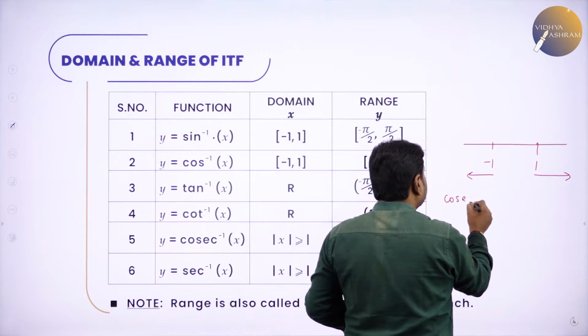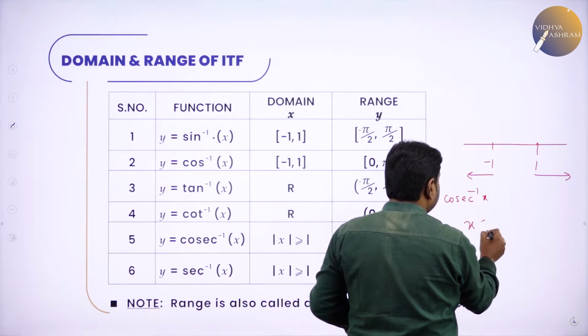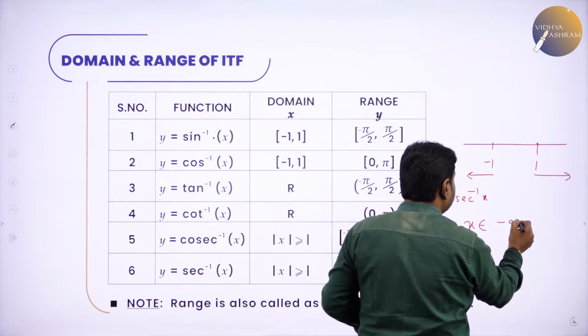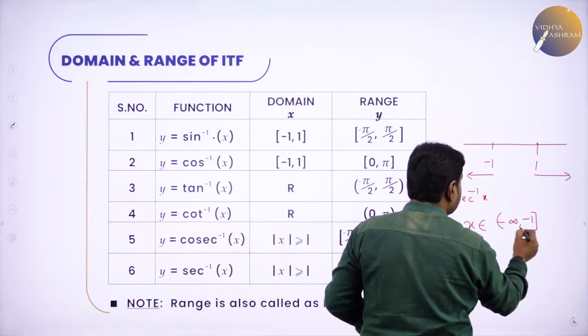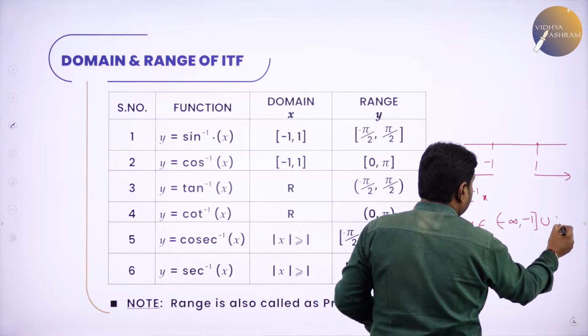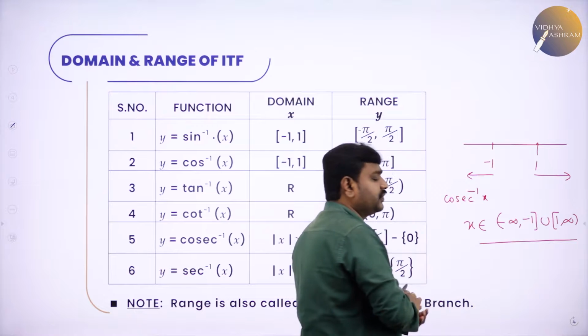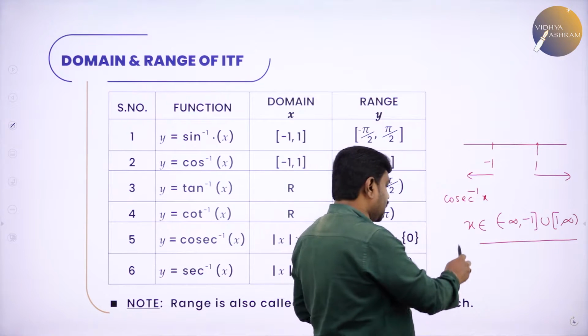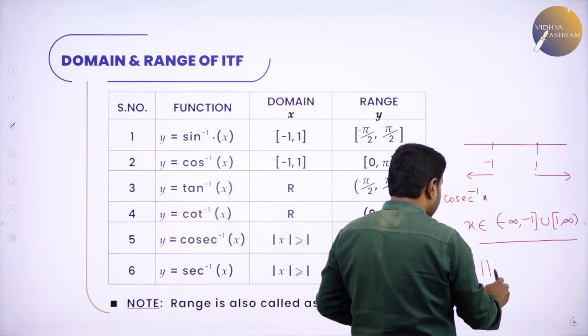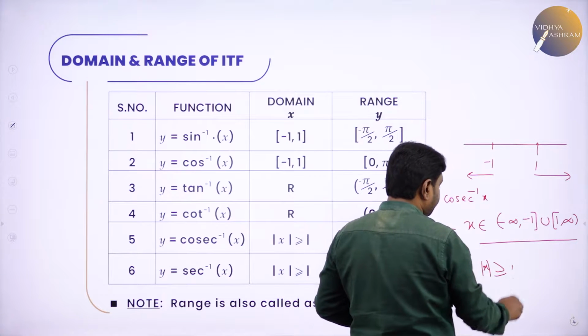Cosecant inverse x, for this domain, x belongs to, we can also write it as minus infinity to -1 closed interval union closed interval 1 to infinity. This is domain. So the other short form of writing this is mod x greater than or equal to 1.